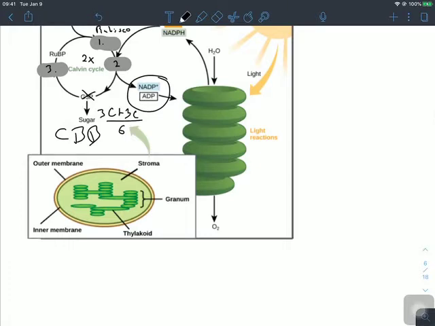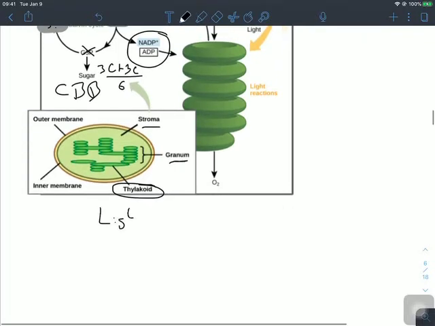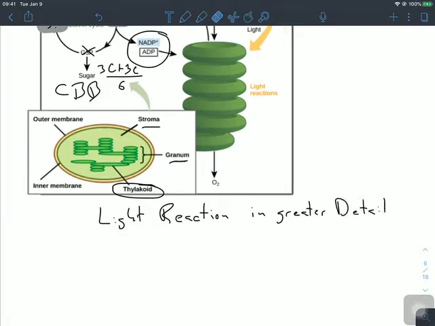And again, we need to know what's happening in the stroma, what the thylakoids are. Remember the terminology of a granum. And from there, we are going to revisit the enzymes of the light reaction. Not sure why I capitalized that D, so let's fix it.